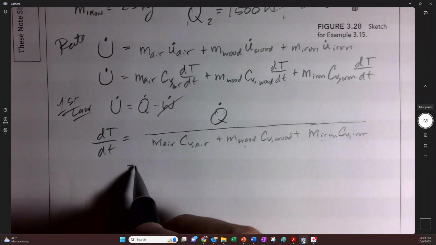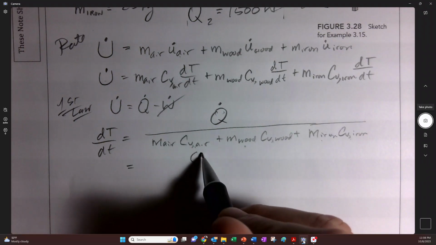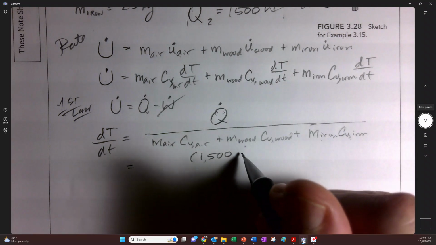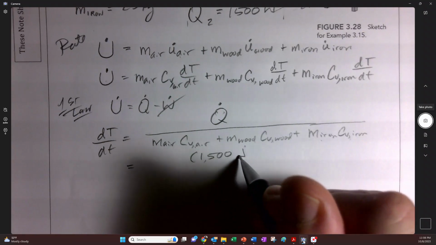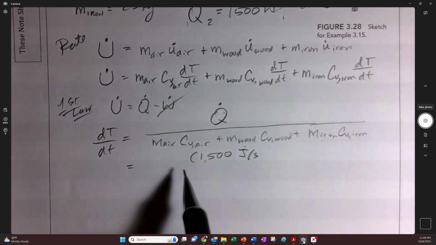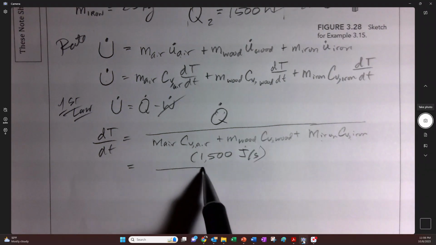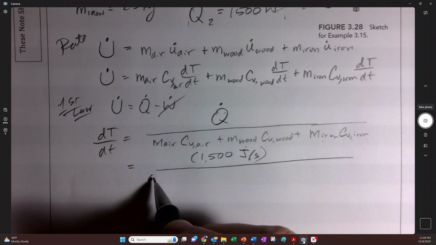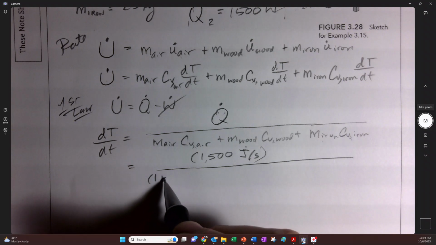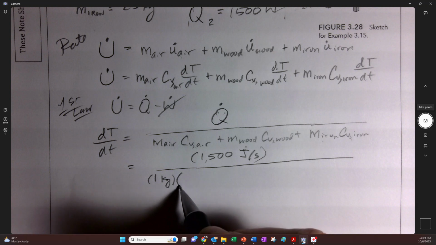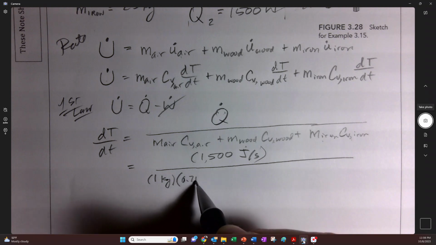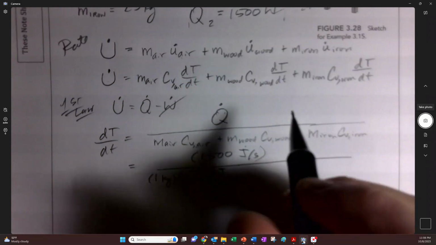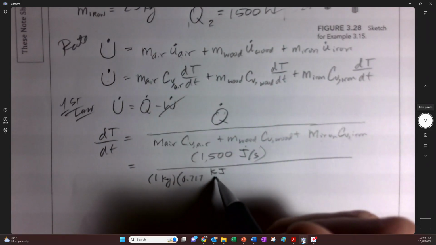So let's write it out. So up here we got 1,500. And what are these guys? These guys are joules per second. Boom. And this mass of air is going to be 1 kilogram times 0.717. And these are kilojoules, is that right? Yeah, I think they are.